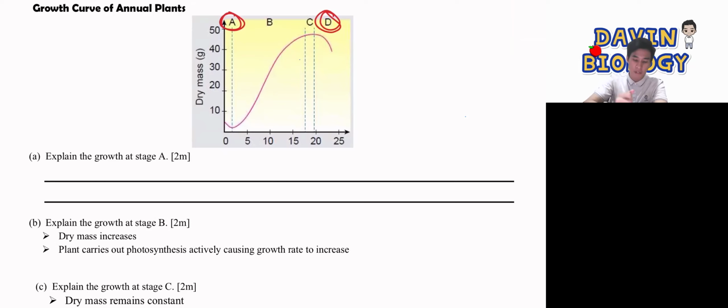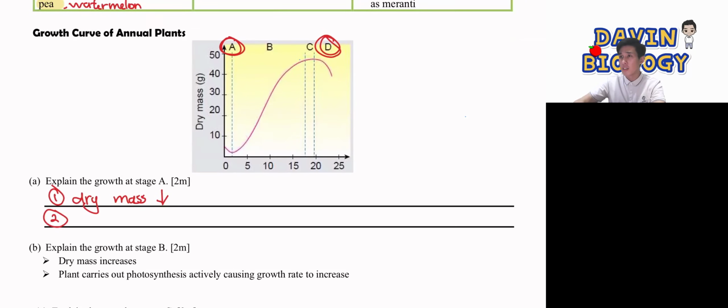Okay, never mind, you just write first. You can start by saying, yes, the dry mass decreases. And guys, do you remember why the mass decreases in the very beginning? What happens here? Why does it decrease? Okay, I'll give you a hint. Because of their germinating.